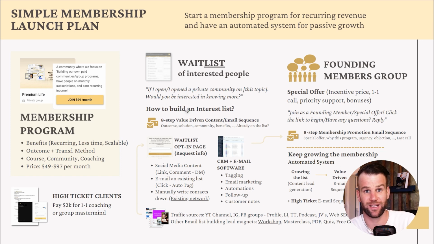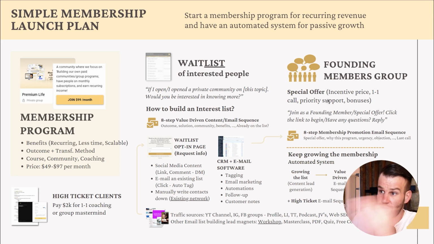So by building a list of interested people, you can then announce to all of them at the same time, hey guys, you can come into my membership now. It's open for this special offer. Come in as the founding members and you're going to get this special offer. It's only a one-time opportunity for you all to come in for the incentive price. Come in right now. And this method of building a wait list first, and then launching the founding members group, allows you to rush 20, 30, 40 or more people into your membership program really fast.